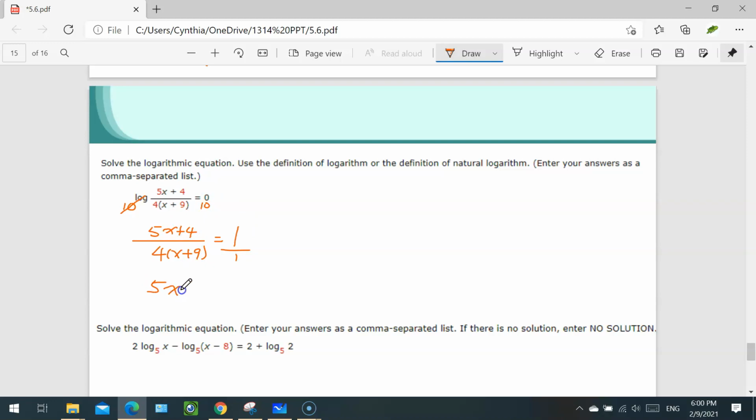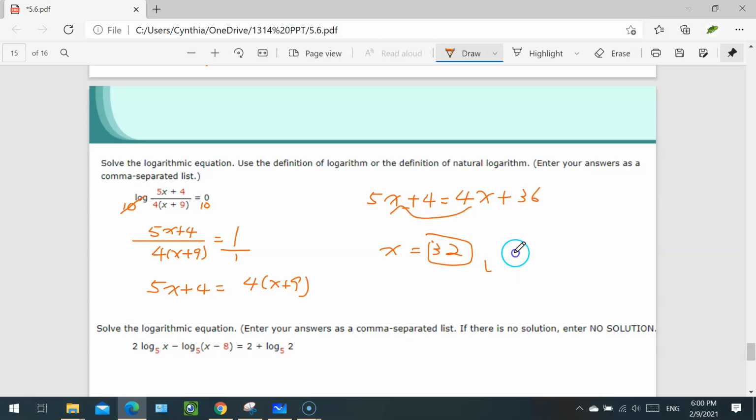Now we use a diagonal multiply. You have 5x plus 4 is equal to 1 multiplied by 4, you still get a 4, times x plus 9. Now you have 5x plus 4 is equal to 4x plus 36. Your x equals 32. This is a logarithm equation, so you need to do the test. When I plug the 32 back to here, I get a positive number. 32 plugging into the denominator, I get a positive number as well. So this is a solution.